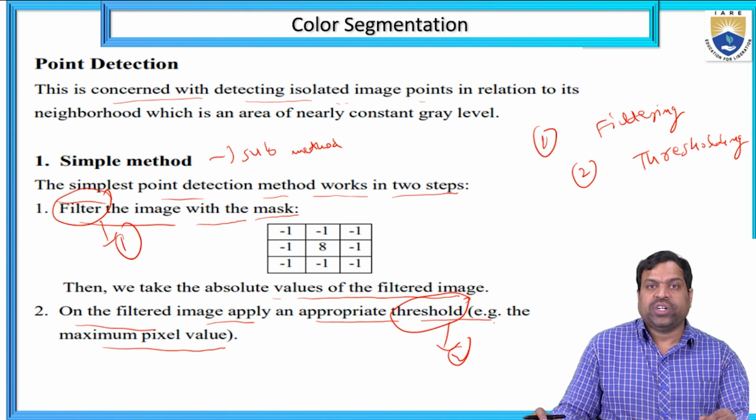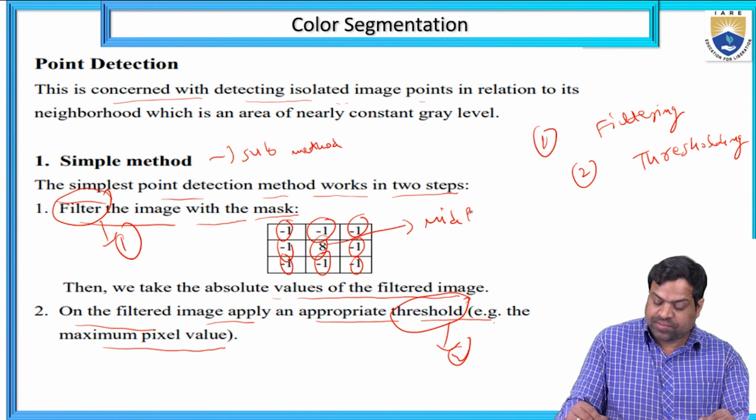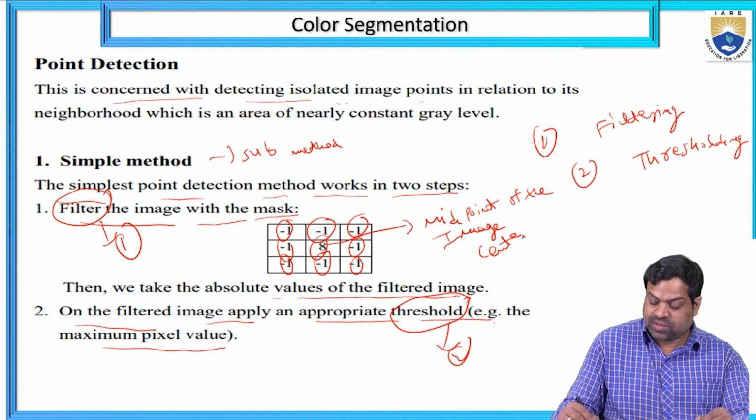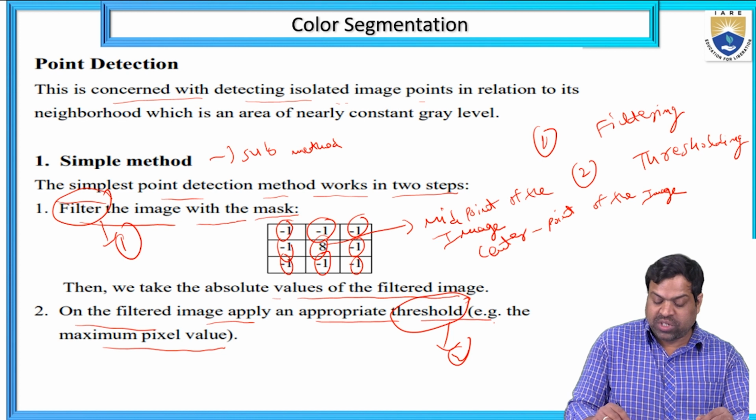So in this point detection, I am taking a simple method. This simple point detection method works in two steps. So filter the image with a mask. Mask means when I am taking -1, -1, -1 like this. So it is the midpoint, the midpoint or center point of the image, that is the 8.